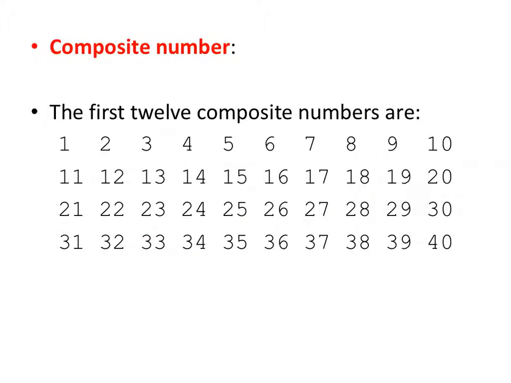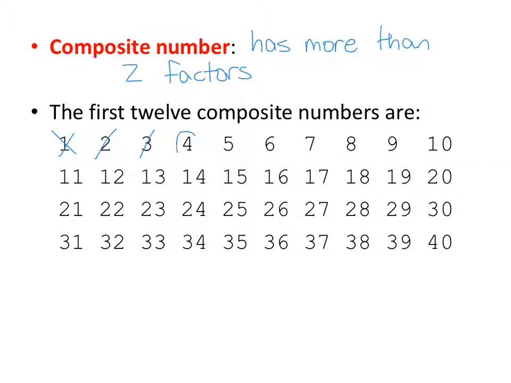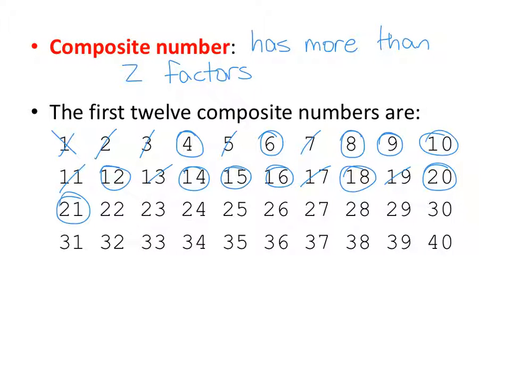A composite number is any number which has more than 2 factors. So if we're going to think about our first 12 composite numbers, we can find them much faster. 1 was the special case, 2 and 3 are prime, 4 is composite, 6 is composite, 8, 9, and 10 are all composite. Notice how we're essentially circling all the numbers we ignored when we were looking for primes. Let's keep going until we find the first 12. And here they are. We've got a lot more composite numbers than we have prime numbers.